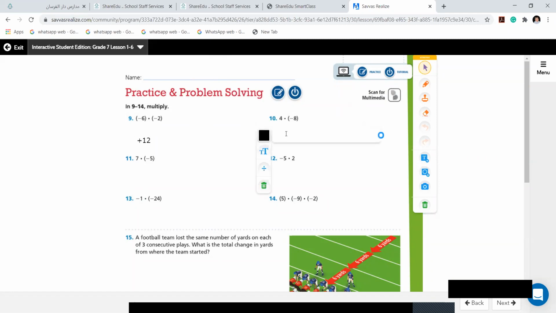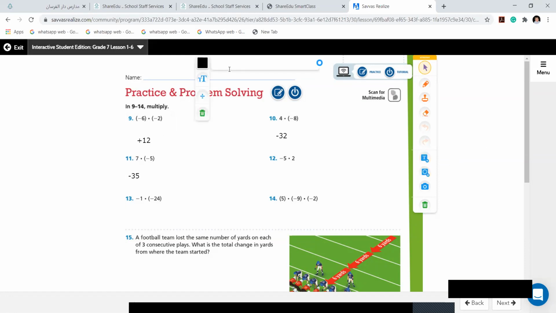Next question for Judy. 4 times 8 minus 8. Question number 10. What is the answer? 32. 4 times 8 is 32. So what is the sign? Negative, minus 32. Very good. Now next question for Noor. Minus 35. Very good. Minus 35.